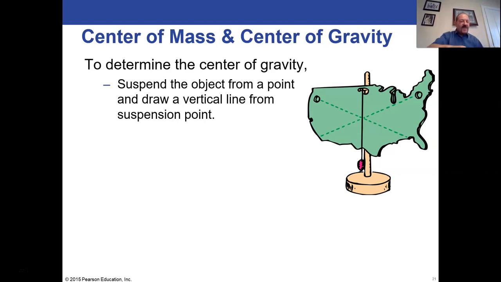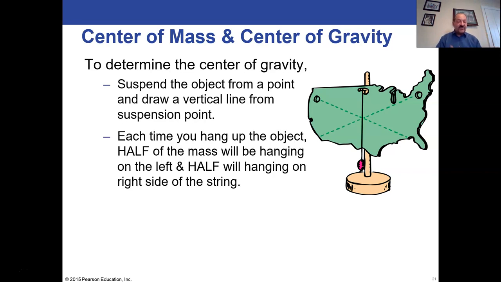You make a little line, and you hang it from another place. So every time you're hanging it, half the mass is on the left, half the mass is on the right. You turn it again, half the mass is on the left, half the mass is on the right. And where those lines intersect, that's the point where anytime you're on one side of it or the other, half the mass or half the weight is there. And that would be the center of gravity. So you can actually do this on your own, and you'll eventually find it.